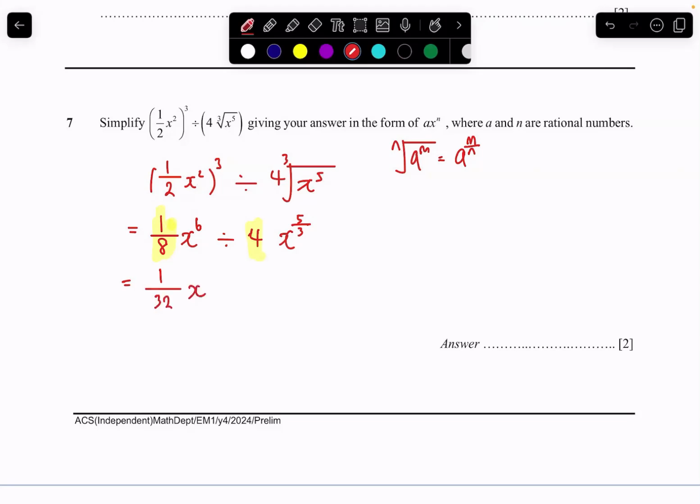Let the x deal with the x. x^6 divided by x^(5/3), this is indices dealing with indices, so it's x to the power of 6 minus 5/3. So 6 minus 5/3 would be 13/3, and so we get 1/32 x to the power of 13/3, and that is my final answer.